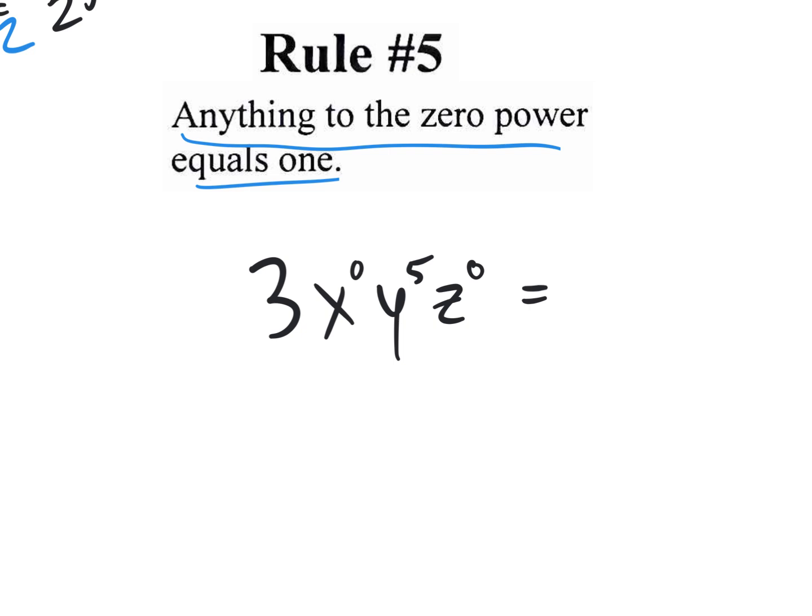3y to the 5th, right? It becomes as easy as this. Anything to the power of 0 equals 1. So this is 1, that's 1. So what it really says is 3 times 1 times y to the 5th times 1.